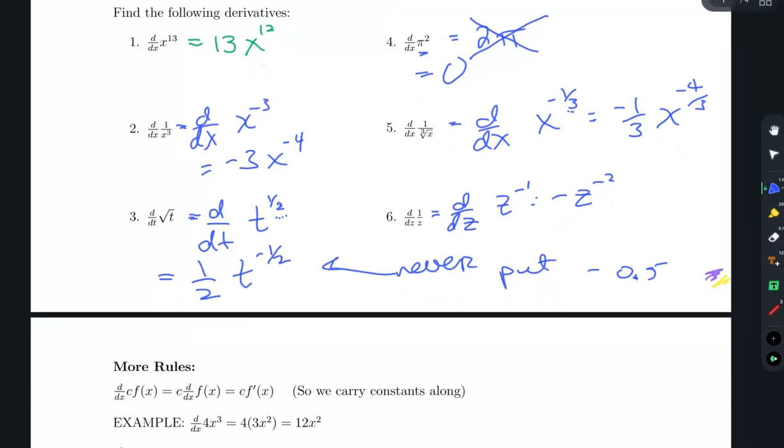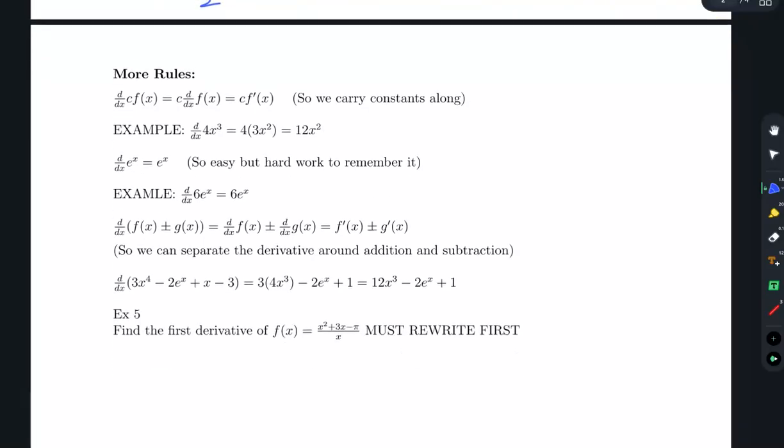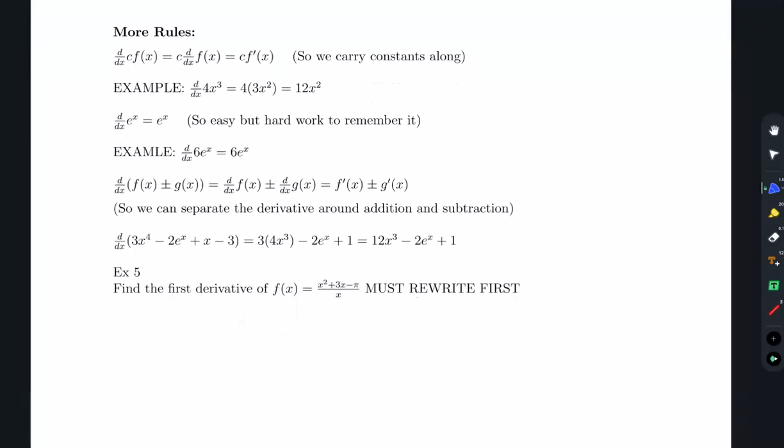Okay, so that's the beginning of the power rule. Let's look at some more rules in the next video.